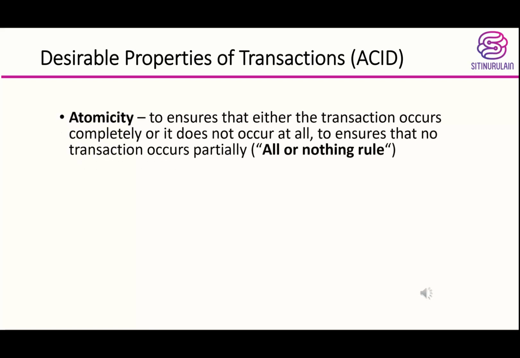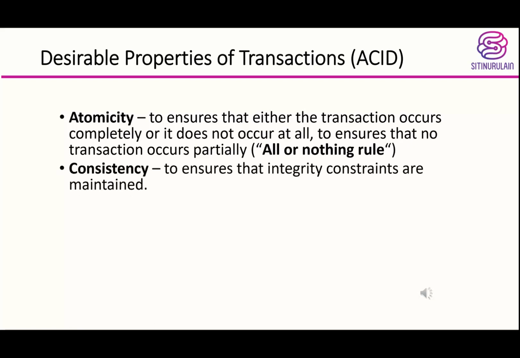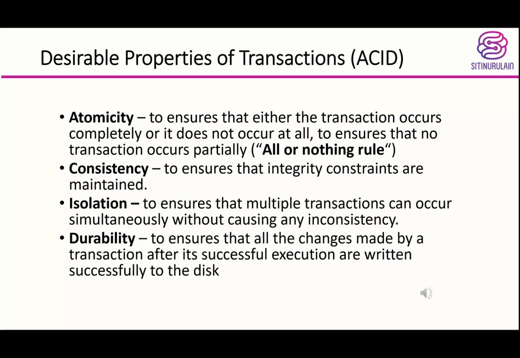Atomicity is to ensure that either the transaction occurs completely or it does not occur at all. To ensure that no transaction occurs partially: all or nothing rule. Consistency is to ensure that integrity constraints are maintained. Isolation is to ensure that multiple transactions can occur simultaneously without causing any inconsistency. Durability is to ensure that all the changes made by a transaction after its successful execution are written successfully to the disk.